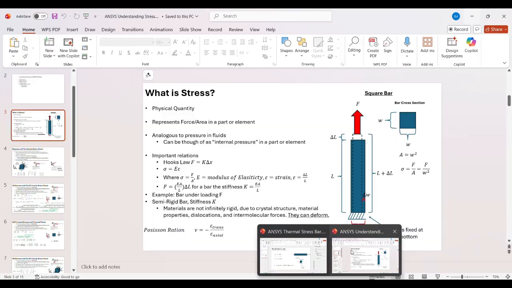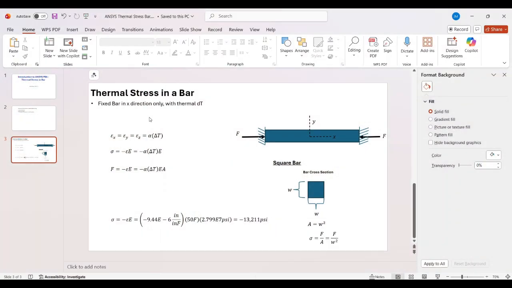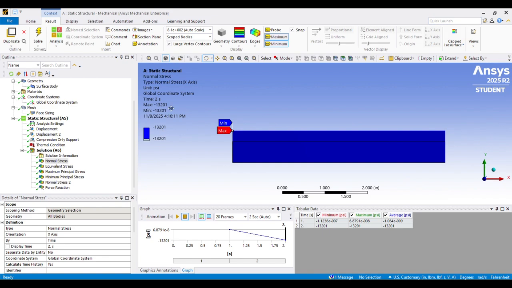So if we look at theory, it's pretty straightforward for a 2D bar that's constrained in the lengthwise direction. The strain is equal to the coefficient of thermal expansion times the temperature delta, and the stress is equal to negative alpha delta T times the modulus of elasticity. And I've shown here the calculations for the stainless steel material, and we get negative 13,211 psi. And that's pretty close to our result from ANSYS.